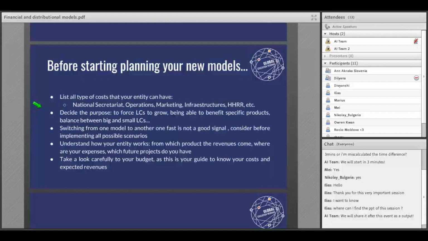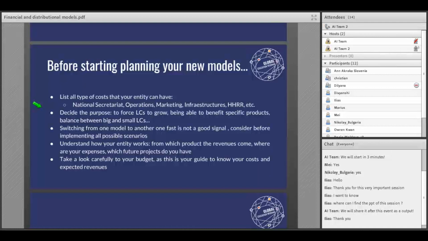Next, you need to decide the purpose: to force LCs to grow, being able to benefit specific products, and balance between big and small LCs. So these are the different factors you need to know. The financial model is not only there to cover how much is needed through the national budget, but it should also force your LCs to grow, because this would compel the performance or the operations: okay, this is the minimum that I need to achieve. I need to improve or achieve bigger than this.